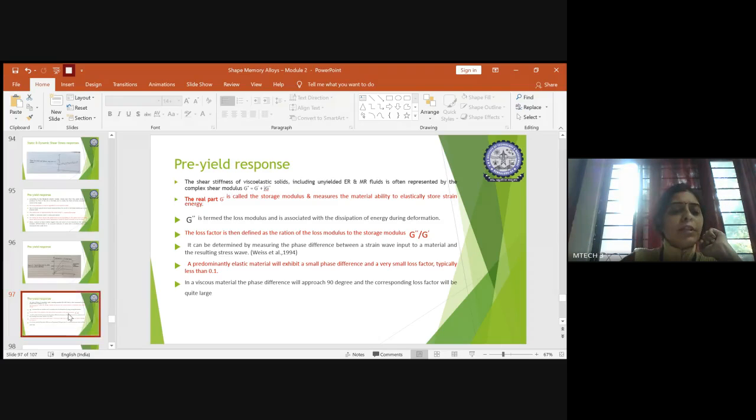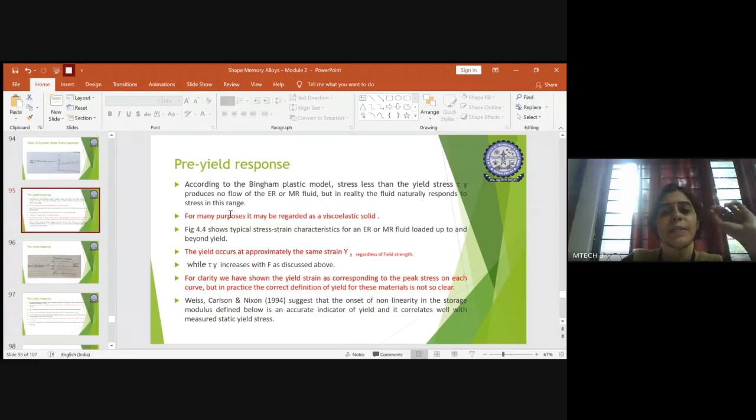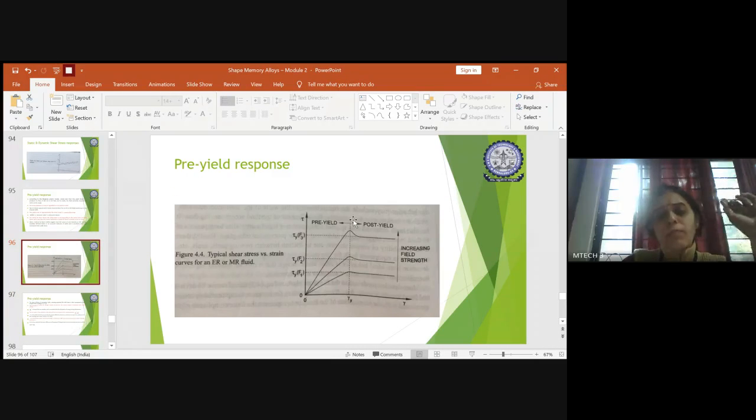So if you go back to the graph here, it has the shear stress value, right? Which is a yield stress, and it has a pre-yield and the post-yield value. But apart from these, there will be some values which will be associated to unyielded ER and MR values. Why? Because this provides a yielded value, meaning the yielded value for the given ER or MR fluid.